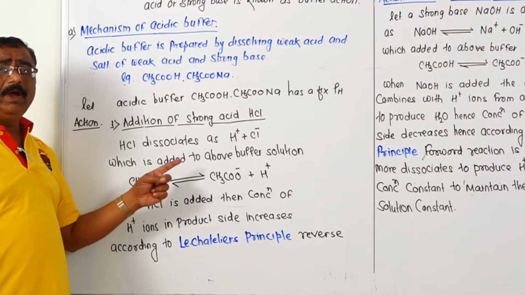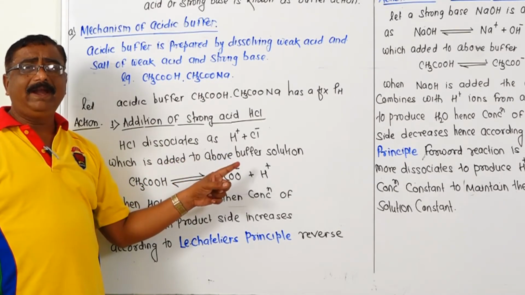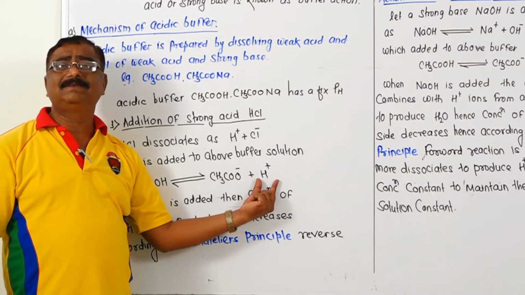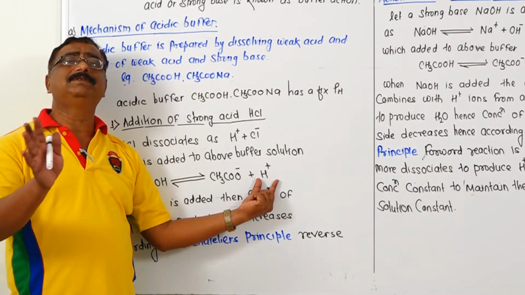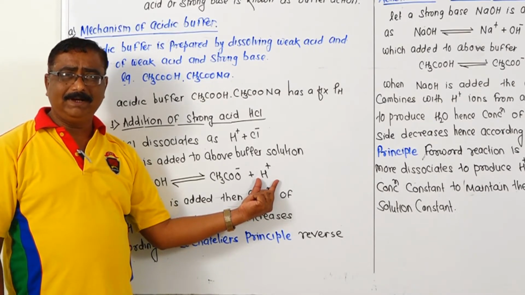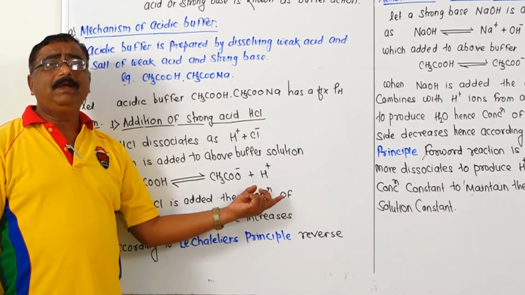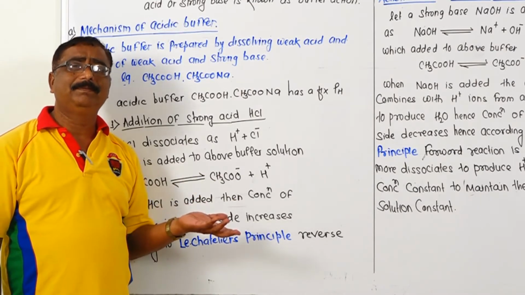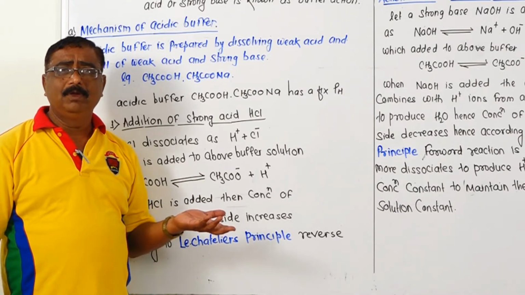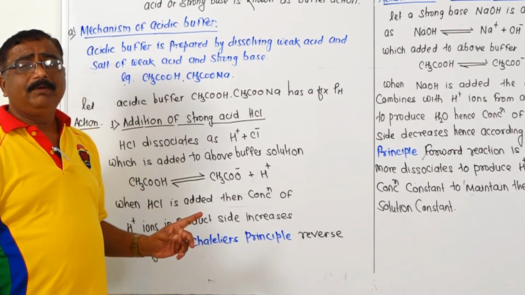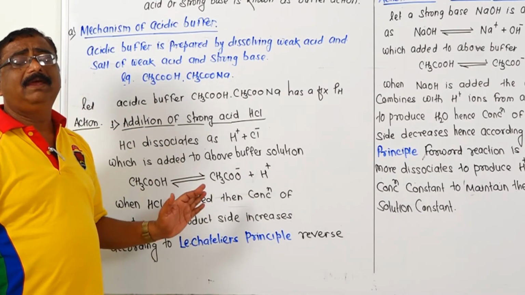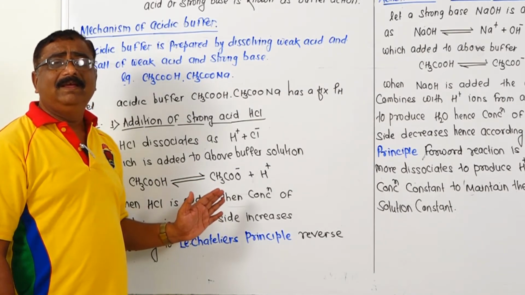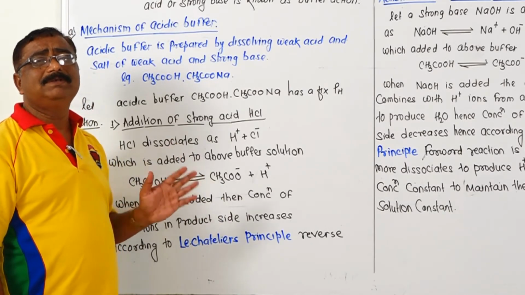So these added H plus ions combined with CH3COO minus, so the number of H plus ions remains constant, as before. Isn't it? So if the concentration of H plus ion remains constant, then pH also remains constant. Very simple. So in this way, when we add HCl, strong acid, then the pH of this buffer solution remains constant.